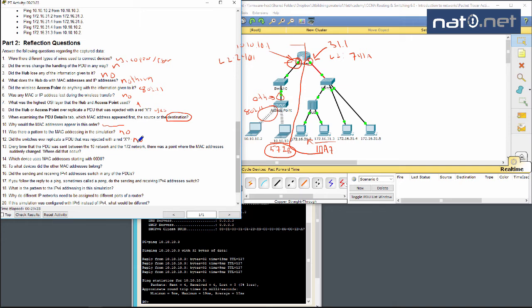Every time that the PDU was sent between the 10 network and 172 network, there was a point where the MAC address suddenly changed. Where did that occur?